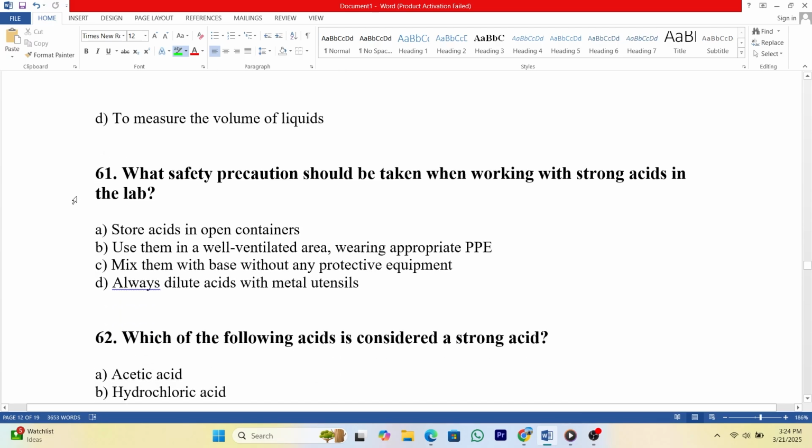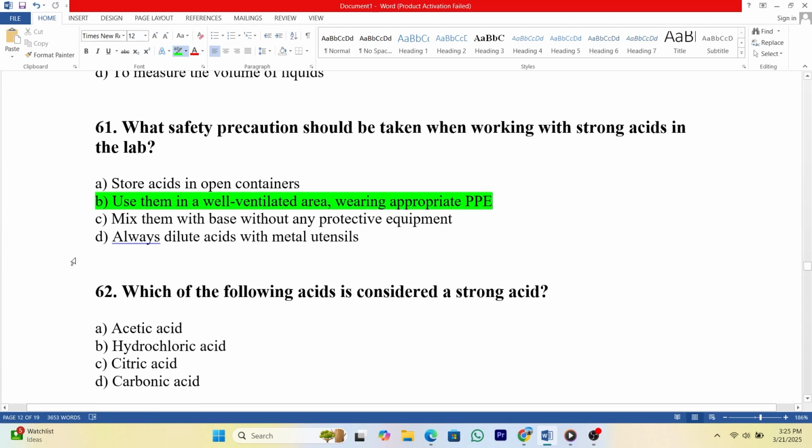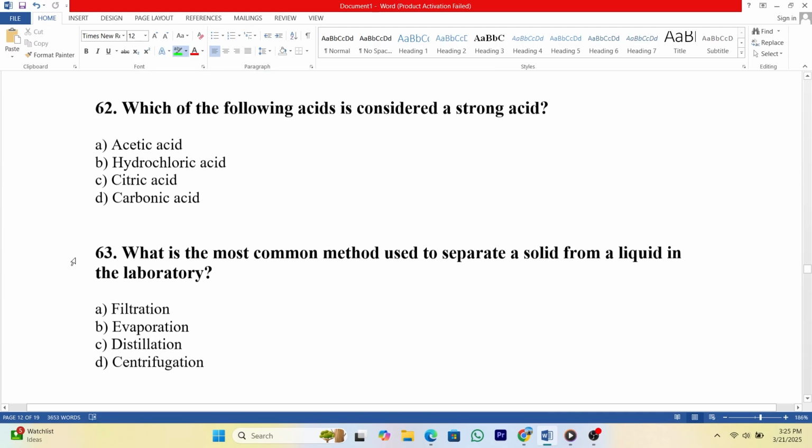61. What safety precaution should be taken when working with strong acids in the lab? A. Store acids in open containers. B. Use them in a well-ventilated area, wearing appropriate PPE. C. Mix them with base without any protective equipment. D. Always dilute acids with metal utensils. Answer: B. Use them in a well-ventilated area, wearing appropriate PPE.